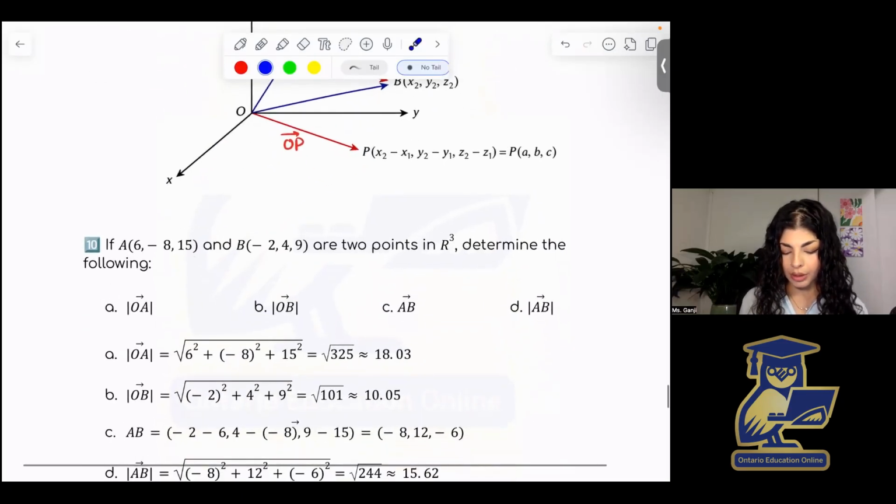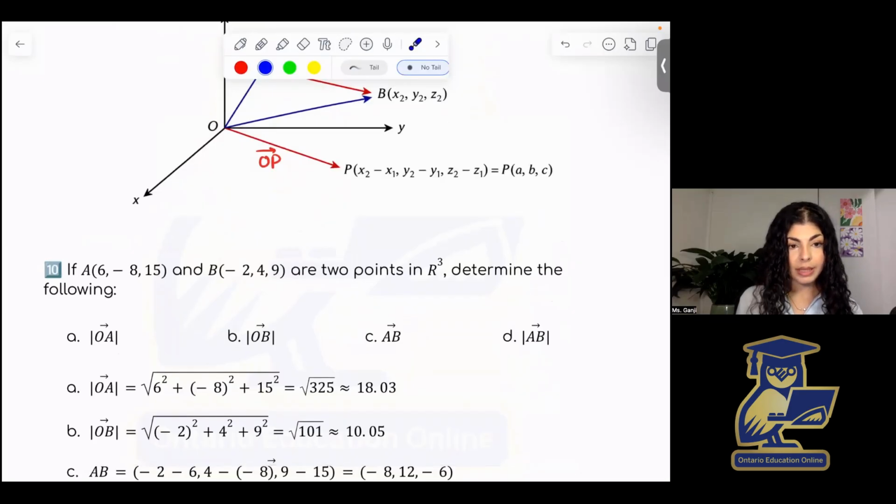So let's see what that would look like with some numbers in. The point A is 6, -8, 15, and B is -2, 4, and 9. So they're 2 points in R cubed, and we want to find OA, the position vector from origin to A, the position vector from origin to B, so OB, and then we want to find the vector AB and its magnitude. Oh, and keep in mind, these two are also magnitudes because of the two lines there.